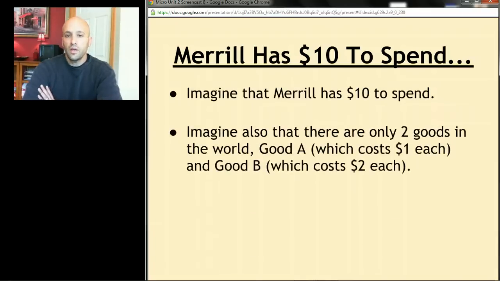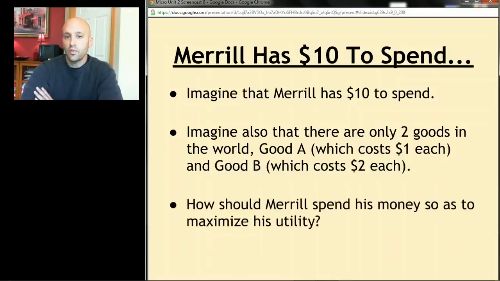Now also imagine, to keep things simple, that there's only 2 goods in the entire world, good A and good B, that Merrill can go about buying. And let's say good A costs $1 each and good B costs $2 each. The question that we're going to try to answer is, how should Merrill spend his money so as to maximize his utility, to get the most possible happiness out of his $10?